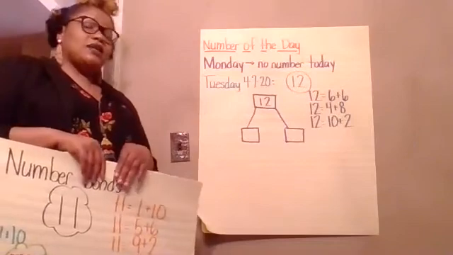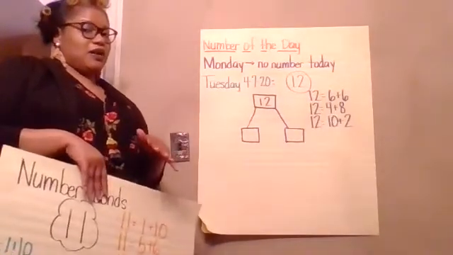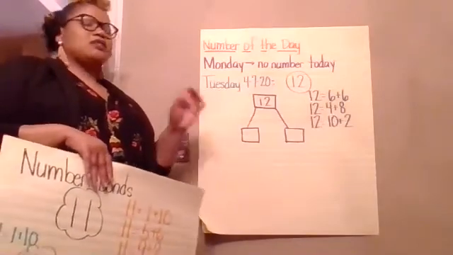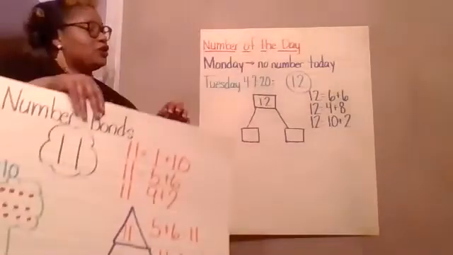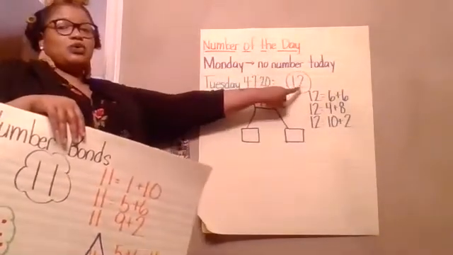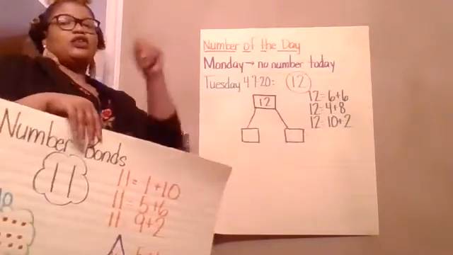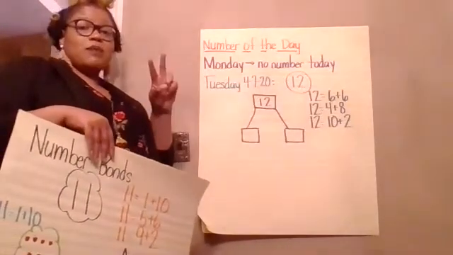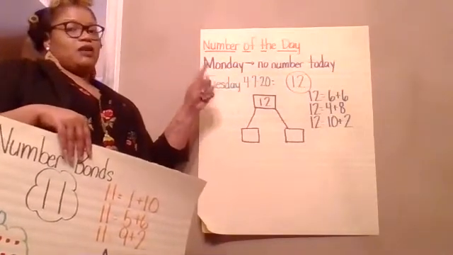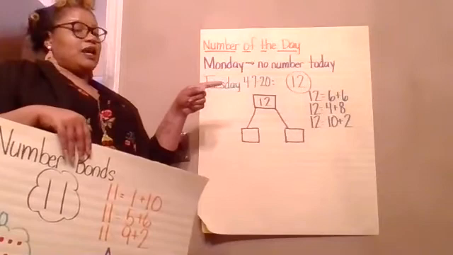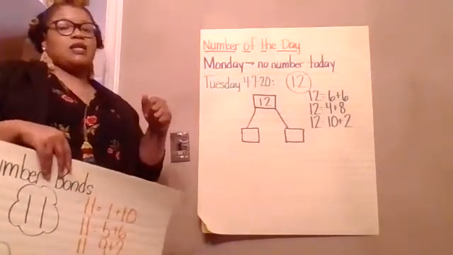Each number bond is worth 5 points. So this assignment is worth 10 points altogether. Okay, friends? So let's review. We worked with number bonds today, and you're going to do the number of the day, which is the number 12. You're going to pick 2 of these equations, and you're going to draw 2 number bonds to represent those 2 equations that you selected. You can use pictures, or you can use numbers, or you can use a combination of both.